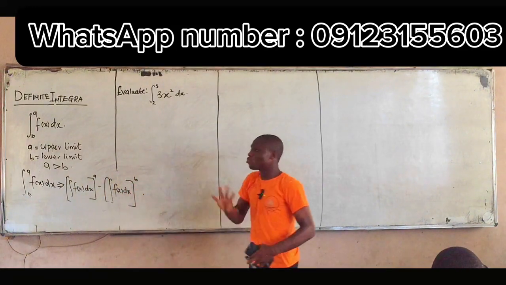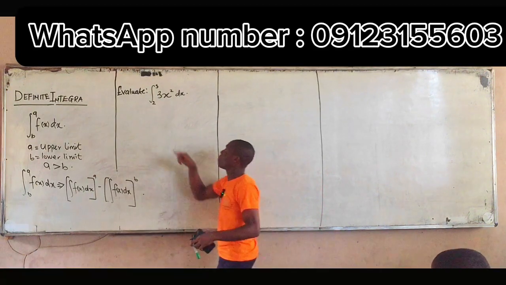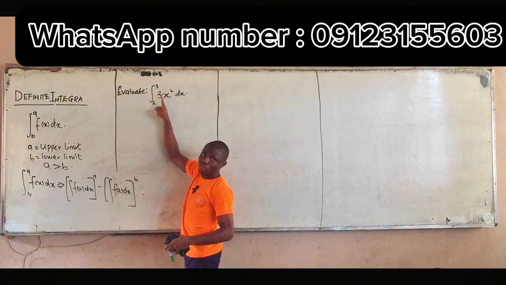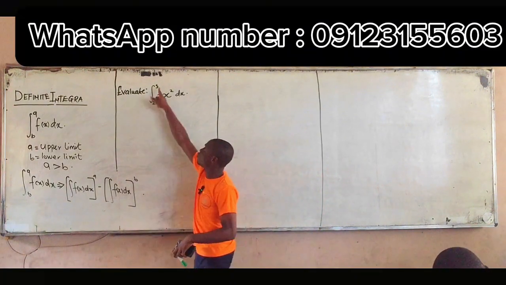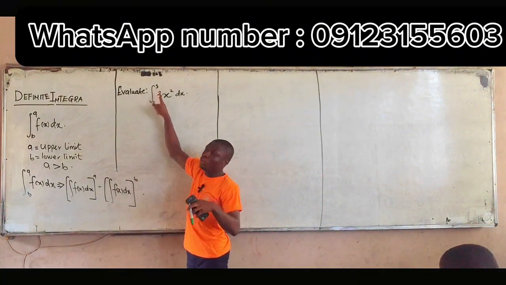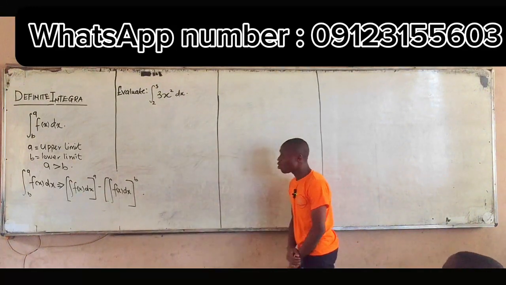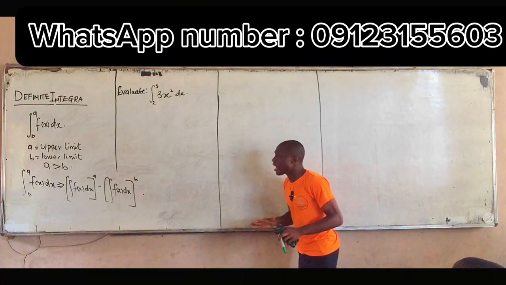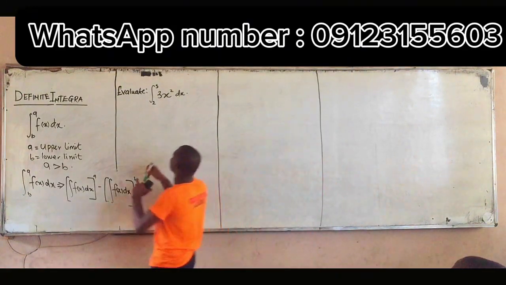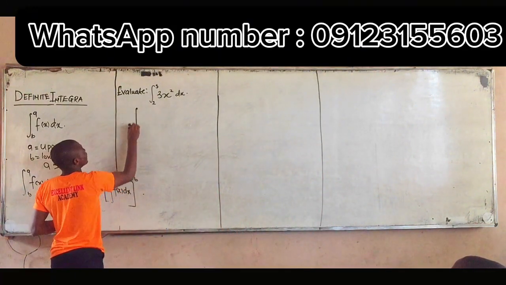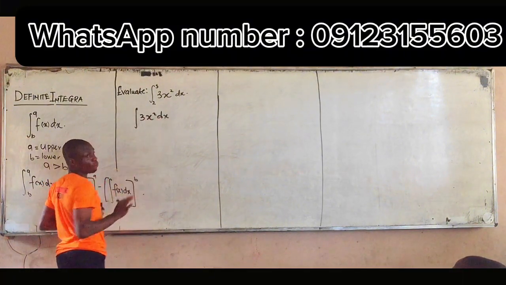Of course, this is a definite integral question. Why? Because I have an upper limit and a lower limit. Observe again that we said the upper limit is always bigger than the lower limit, which is true here. Now in this case, how do you solve this? My first task is to ignore the limits first. If I ignore the limits, I'll have the integral of 3x squared dx. True or false?